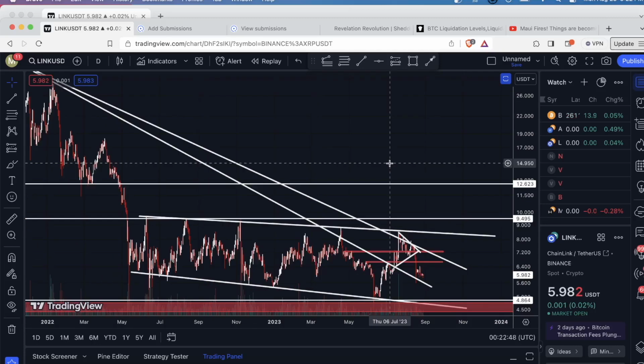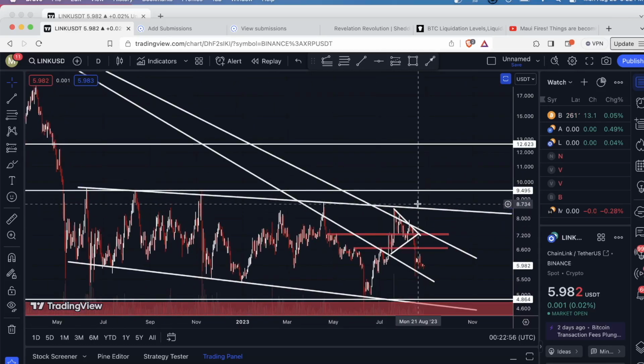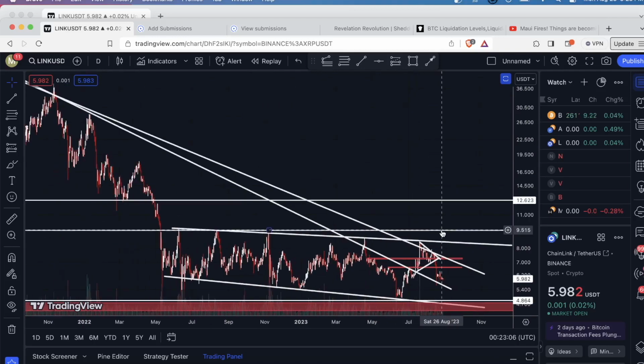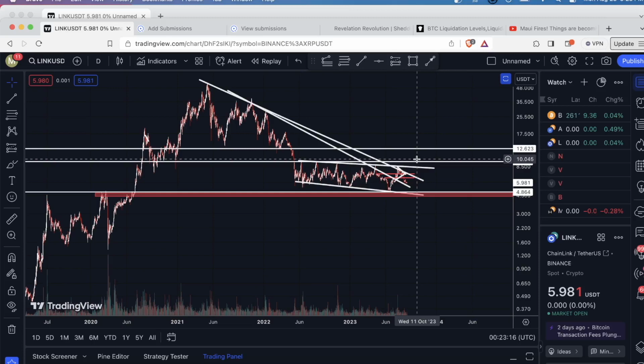Now, the first sign for me to get a little bit excited about Link would be breaking the upper line of this channel, this upper resistance line. So maybe if we start closing daily and particularly a weekly candle above this line, that's going to be a very positive sign because we haven't done that, like I said, for over a year, right? And then ultimately, if we break this horizontal level of resistance at around $9.51, that's when I'm personally, as a long-term Link holder, going to start getting more excited, right?